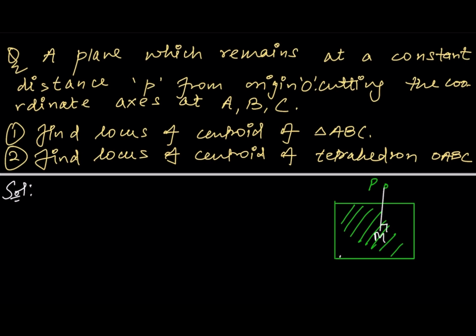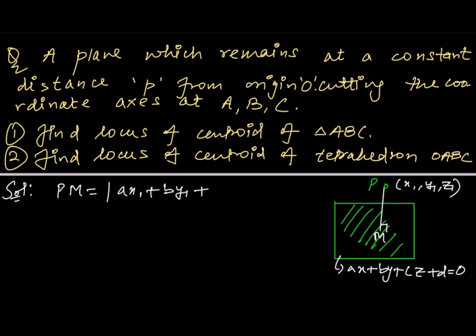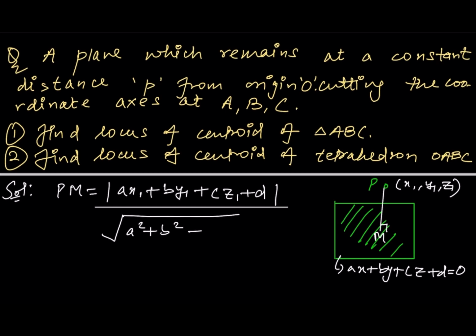If the plane is Ax + By + Cz + D = 0 and the point P is (x1, y1, z1), then the distance PM would be mod of (Ax1 + By1 + Cz1 + D) over root of (A square + B square + C square).